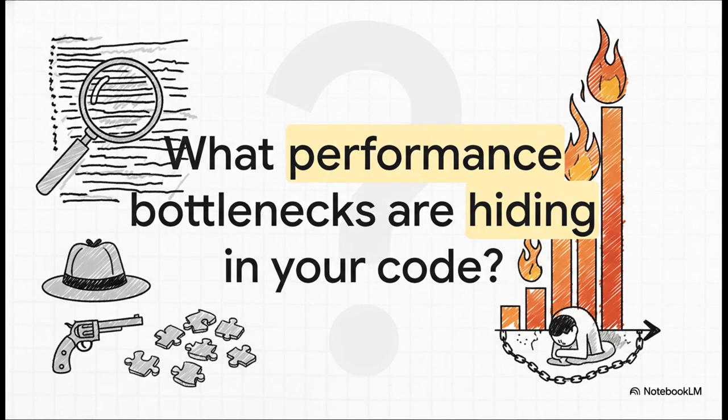So there you have it. You now have the tools, you have the techniques, you can finally see exactly what your code is doing under the hood. You can read the clues, you can identify the suspects, and you can find that smoking gun. So the only question left is, what performance bottlenecks are hiding in your code, just waiting for you to find them?